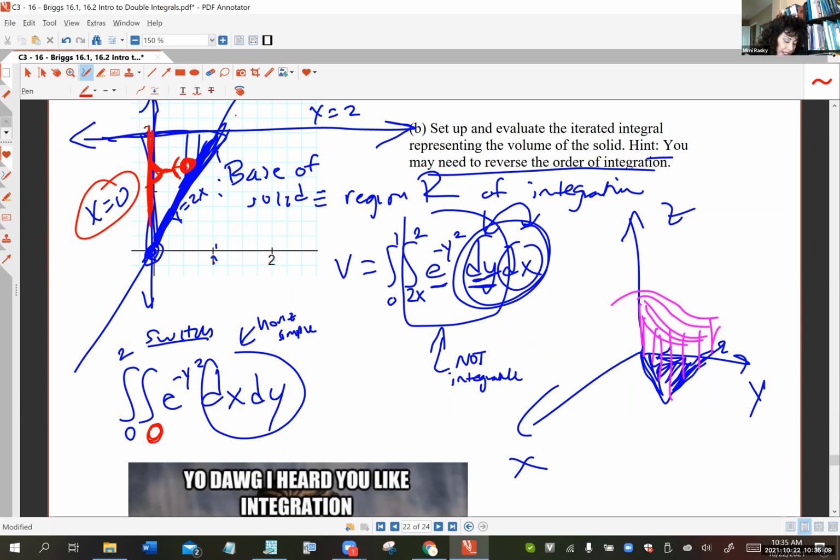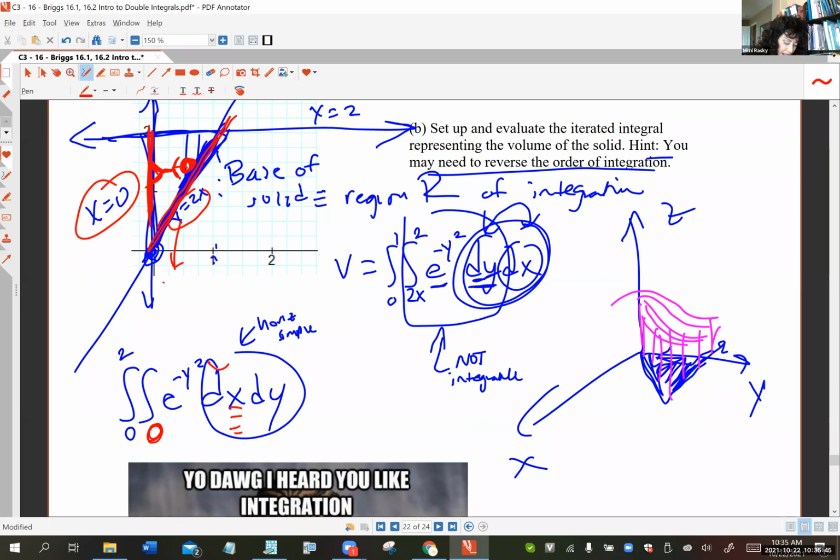The guy's head is on this diagonal line, and that's as far to the right as he can get. So the upper limit for x is the diagonal line. However, it is illegal to put 2x here. Why is that not okay? It would just be y over 2, right? Yeah, but why is it not okay to put 2x? Because it has a variable that you're integrating with respect to. Good. It violates one of our rules. You can't have your limit of integration match the variable you're integrating with respect to.